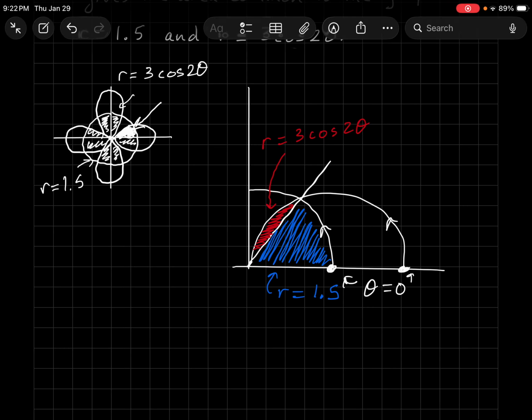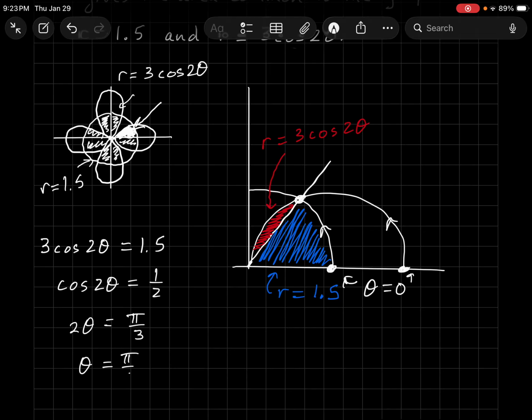Now, I need to find the intersection point. It's probably going to be one of my limits on integrals. And of course, we can find the intersection point by setting the graphs equal to each other. So 3 cosine 2 theta equals 1.5, or the cosine of 2 theta is a half. And that's when 2 theta is pi over 3, or theta is pi over 6. So the intersection point is theta equals pi over 6.